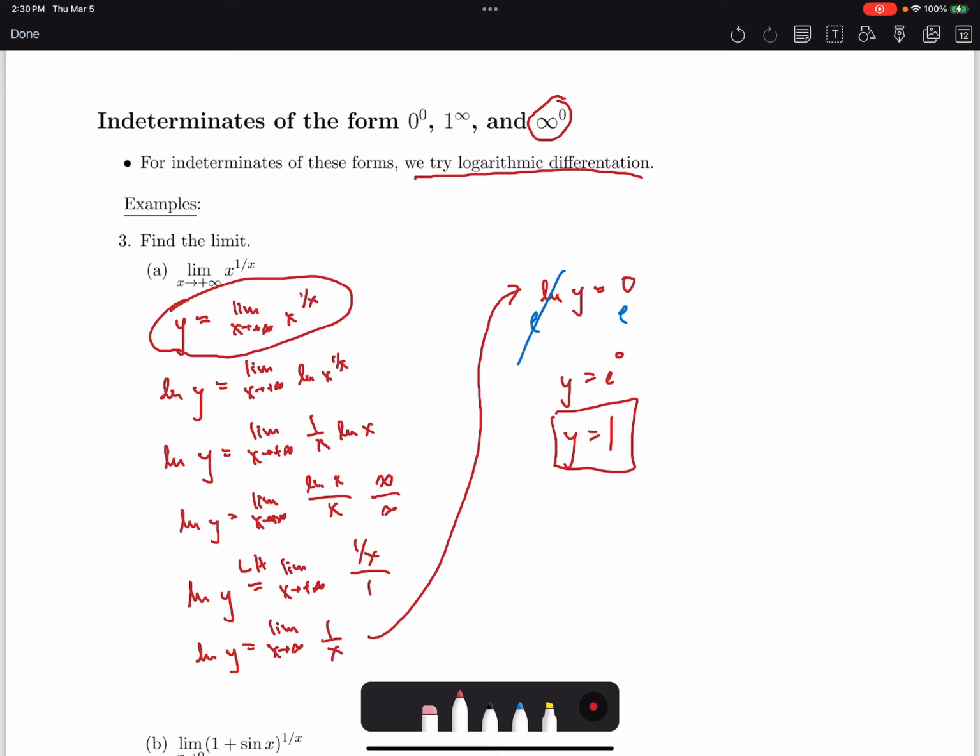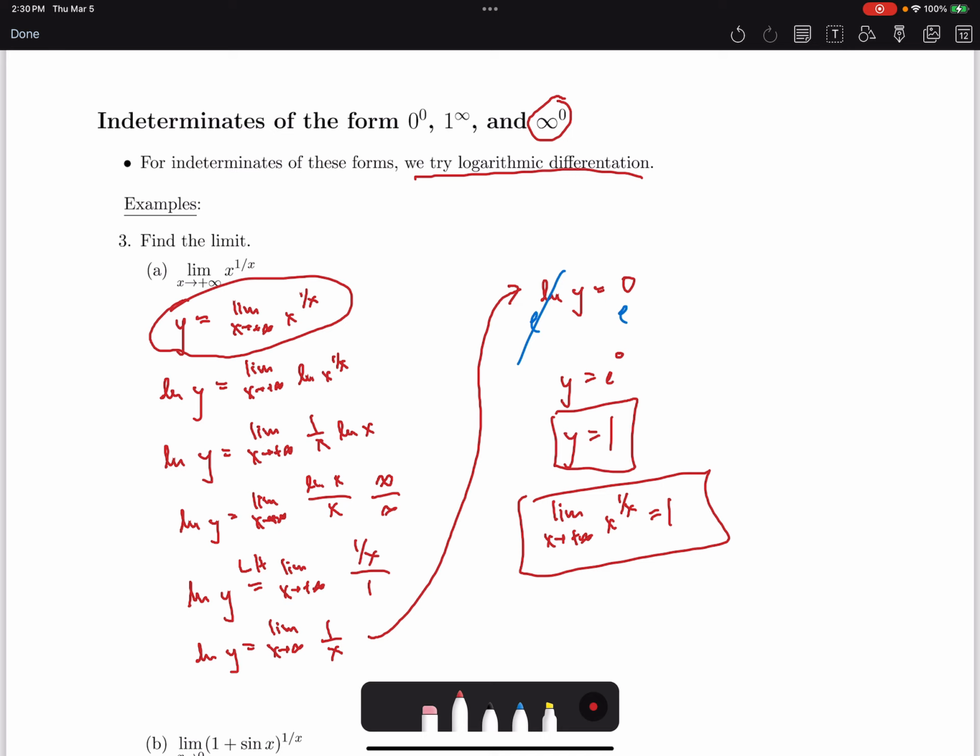Maybe just to make it come full circle, we can say, well, y was just equal to the limit as x approaches positive infinity of x to the 1 over x. And so we've just proven that that limit is equal to 1. Okay, so that's the trick on these.